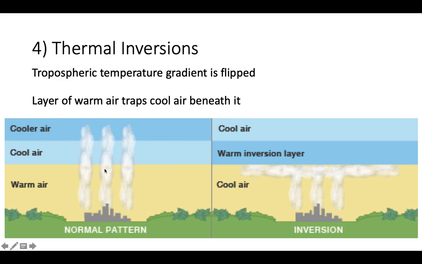And what that does is it prevents the mixture of air, right? Warm air rises, but if it's inverted, the warm air has risen and the cool air won't rise. It will stay trapped beneath that layer of hot air, and that's going to trap all sorts of air pollutants in that thermal inversion, most notably smog.